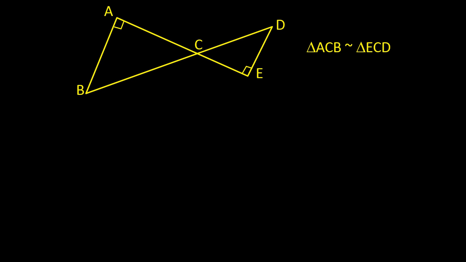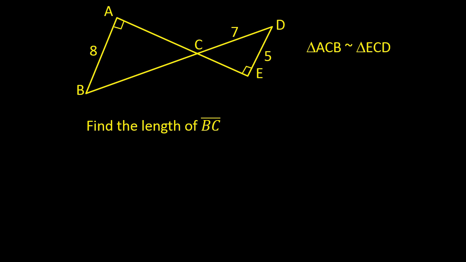So we've proven that these two triangles are similar. Let's suppose that we know some of these side lengths. Suppose we know that side ED measures 5 units, side CD measures 7, and side AB measures 8. How can we use those measurements to find the length of side BC?